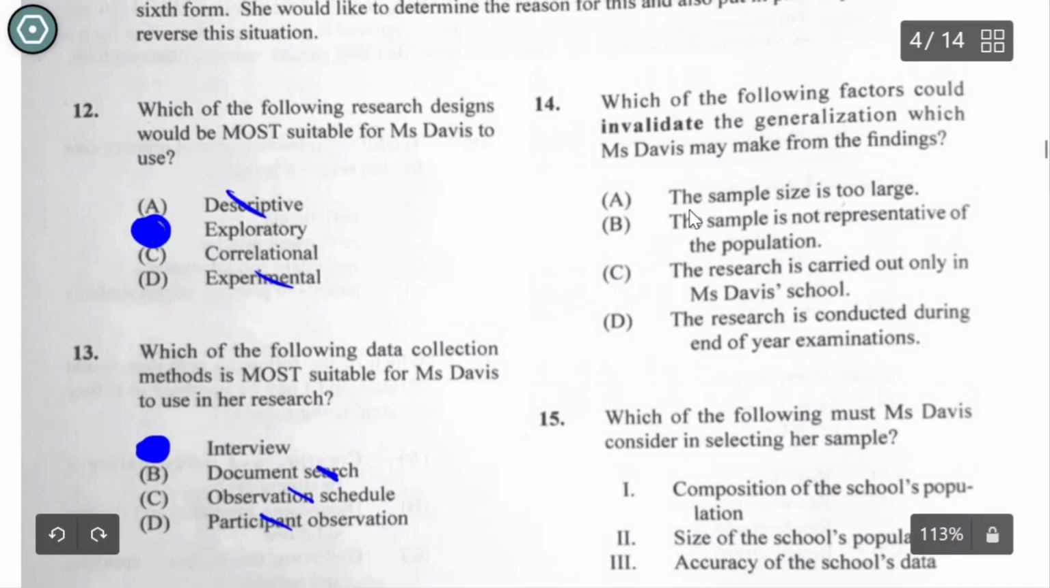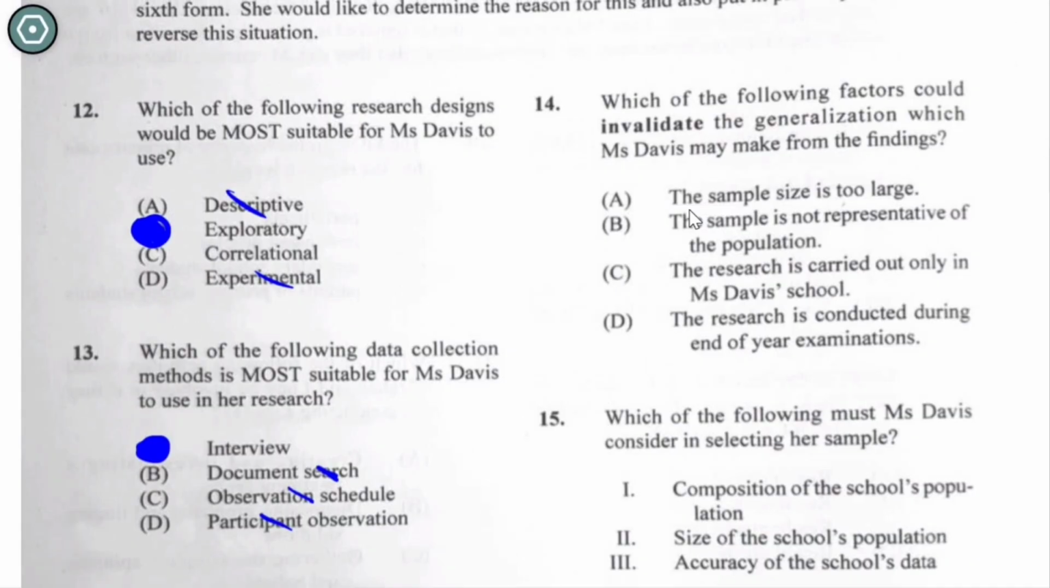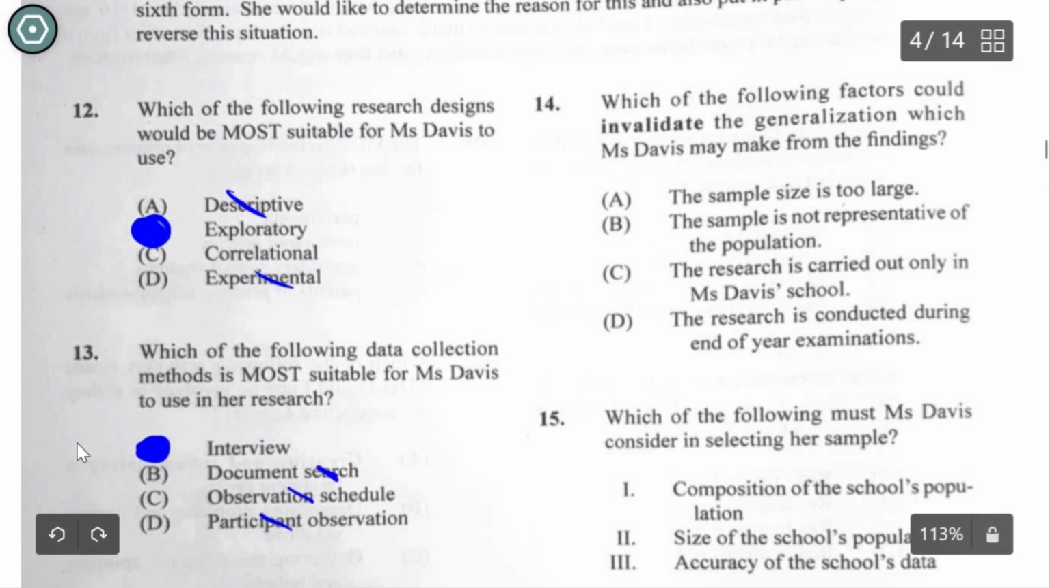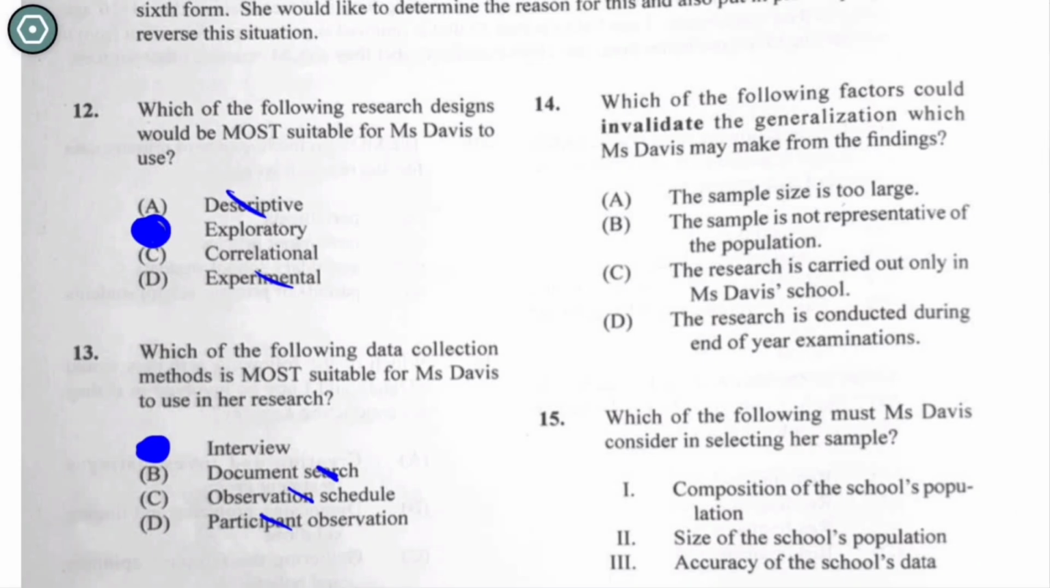Now, number 14, which of the following factors could invalidate the generalization which Miss Davis may make from the findings? Alright, so invalidate here means disprove or discredit or nullify. Like, what could make people look at Miss Davis and say, that's not the right way? Which one of these answers would make her research null and void?